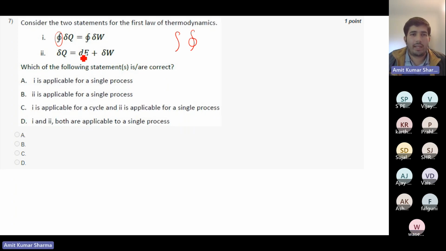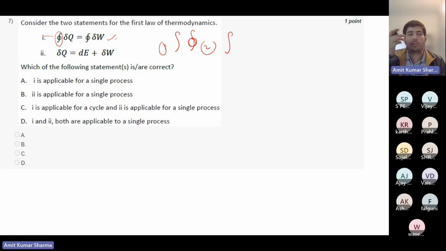There are two signs, sign 1 and sign 2. In sign 2, there is a circle at the center. This circle is representing the cycle. So this sign is for the cyclic integral, and the simple sign is for the normal integral. Whenever you see this sign, it means it's talking about a cycle. So the cyclic integral of delta Q is equal to the cyclic integral of delta W. It's for a cycle.